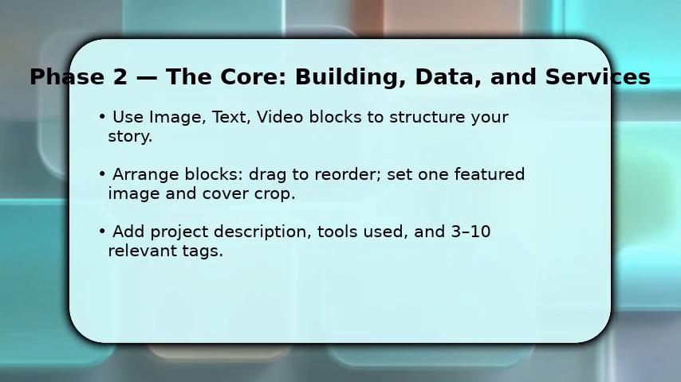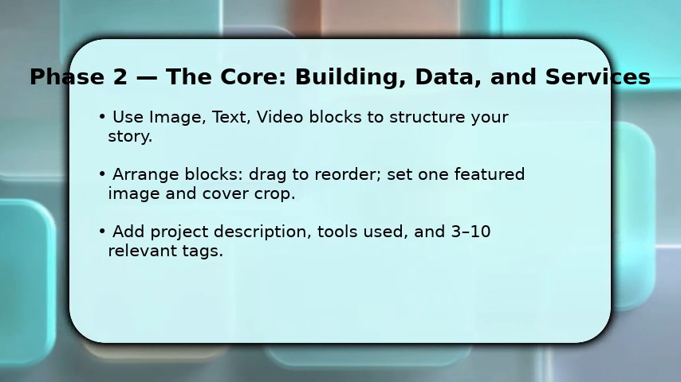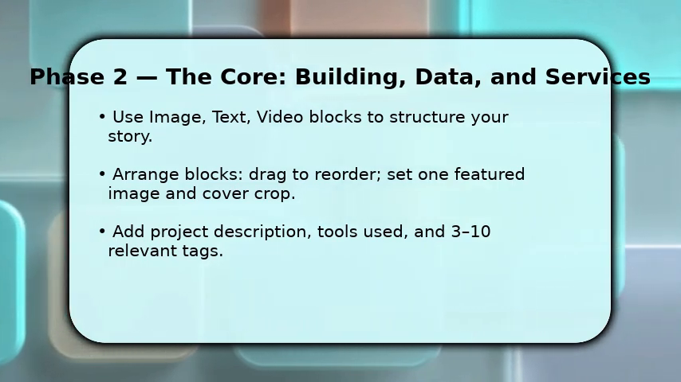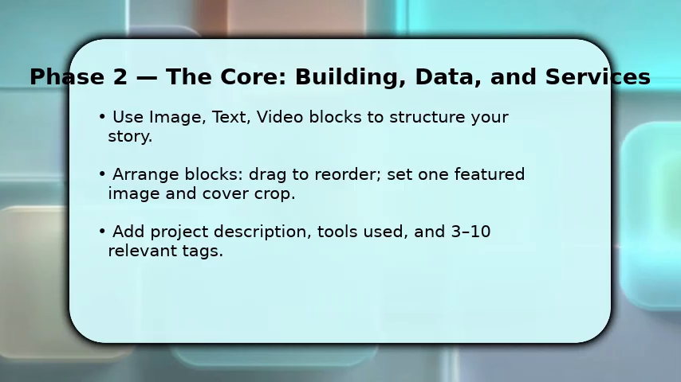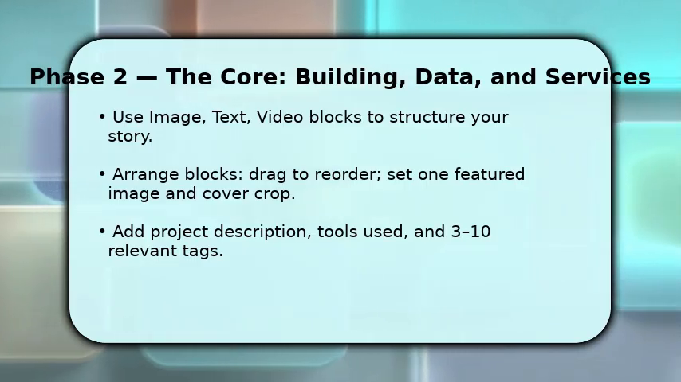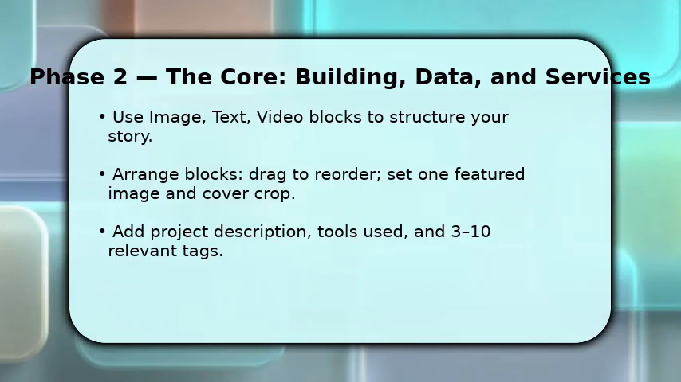Now you assemble pages. Place image blocks first, then text to explain process. You should vary sizes, click a block to crop, zoom, or overlay captions. Once blocks look right, add a cover image and choose crop for the thumbnail. Make sure you include tools and software in the description so viewers know how work was made.